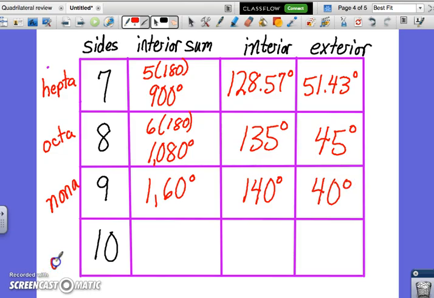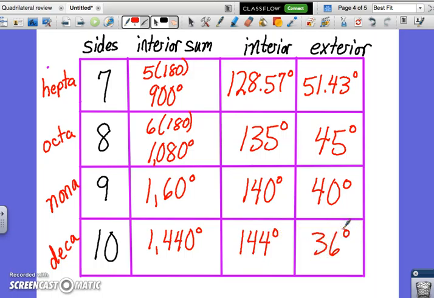So a 10-sided. Well, 10 is deca, so this is a decagon. This is going to be 8 times 180, so that's 1,440 degrees. That means one interior would be 144 degrees, and the measure of an exterior would be 36 degrees. So that takes us up through 10.